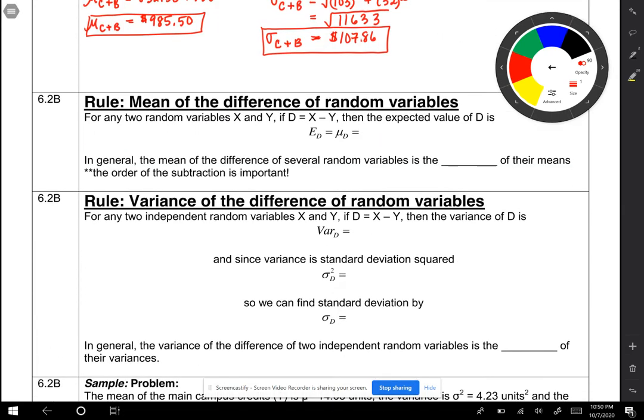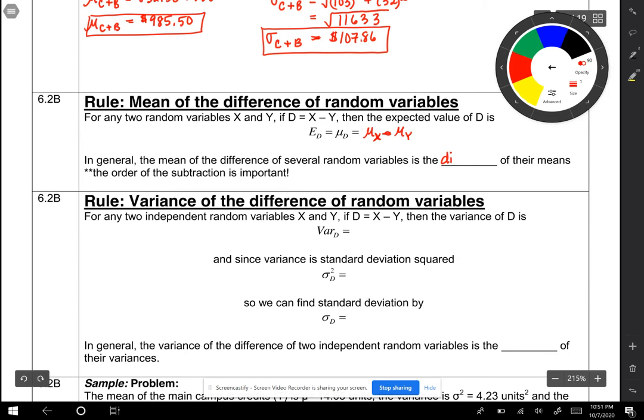Okay, so we've talked about adding two distributions. What happens when you're asked to find the mean of the difference of random variables? For any two random variables, X and Y, if D is equal to X minus Y, then the expected value of D, so the expected mean, is equal to the mean of X minus the mean of Y. So it follows the same rule as adding, but this time you're subtracting. So in general, the mean of the difference of several random variables is the difference of their means.